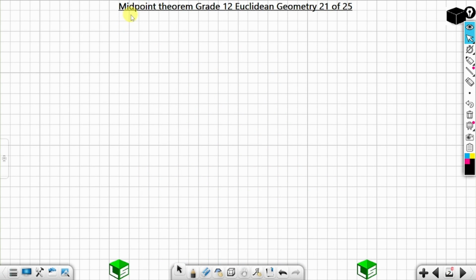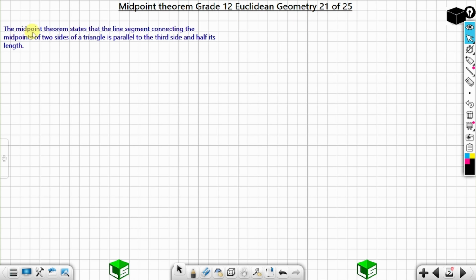Now we are going to learn about the midpoint theorem, Euclidean geometry, part 21 of 25. The midpoint theorem states that the line segment connecting the midpoints of two sides of a triangle is parallel to the third side and half its length.